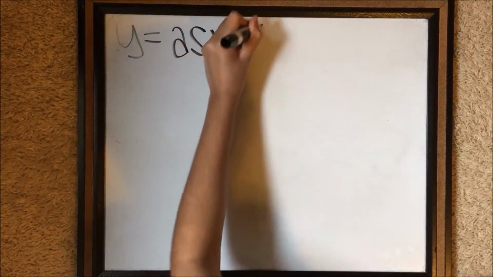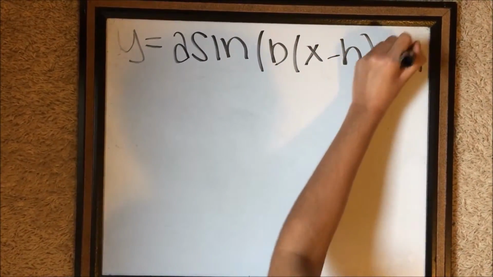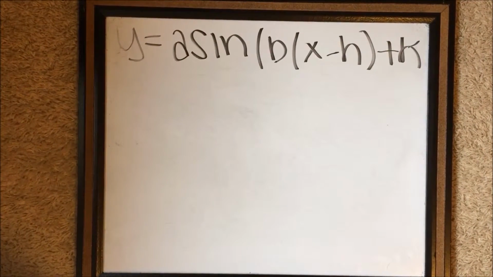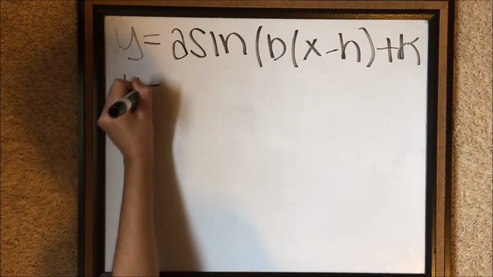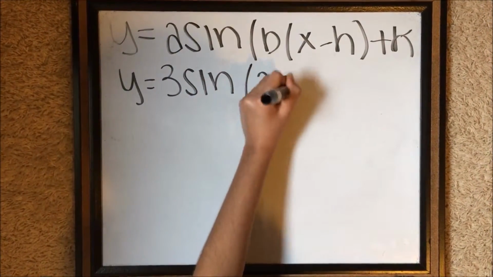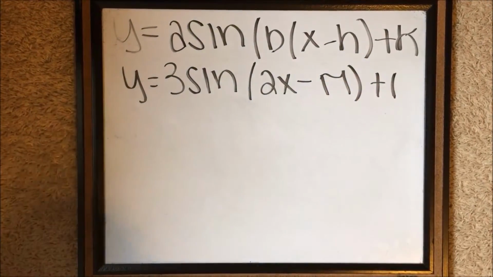So our first step is to find our A, B, H, and K values. And we can find that by looking at the standard form. The standard form is y equals A sine B, and then in parentheses x minus h, plus k. So the equation that we're going to be doing is y equals 3 sine 2x minus pi, plus 1.